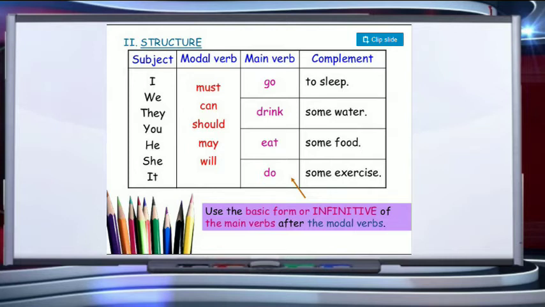For example, I must go to sleep. I can drink some water. We should eat some food. You will do some exercise. So, we have to use the basic form of infinitive of the main verb after the modal verb. We use the subject, the modal verb, then the main verb, and then the complement of the sentence.